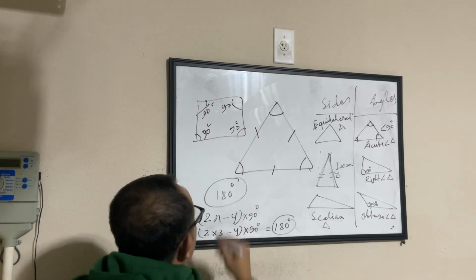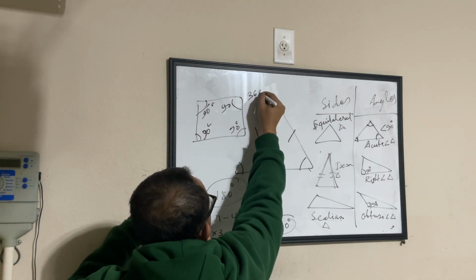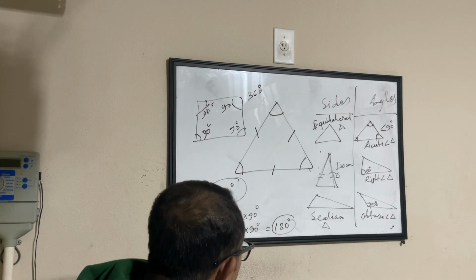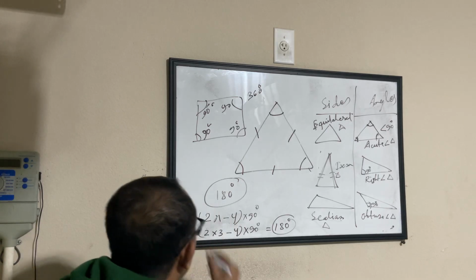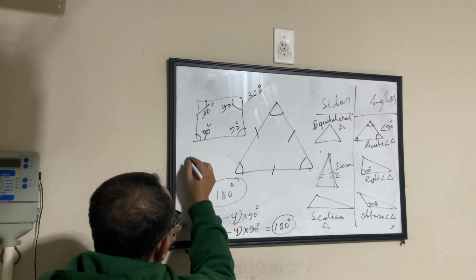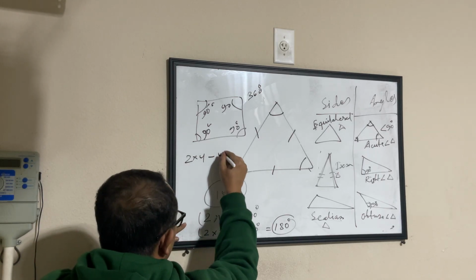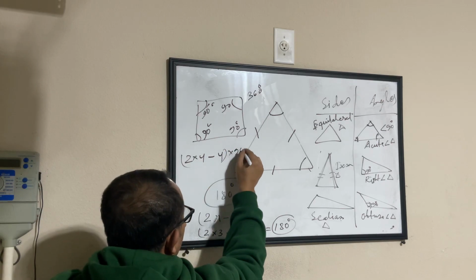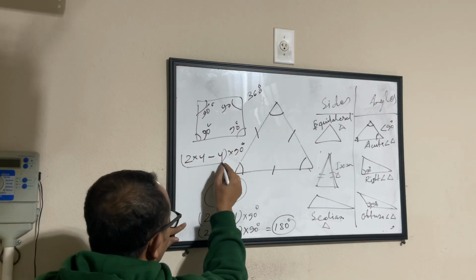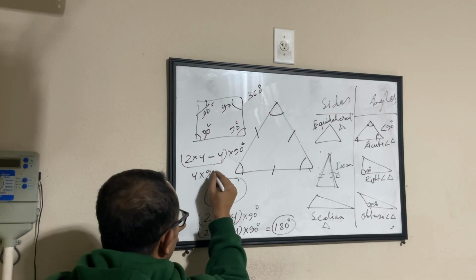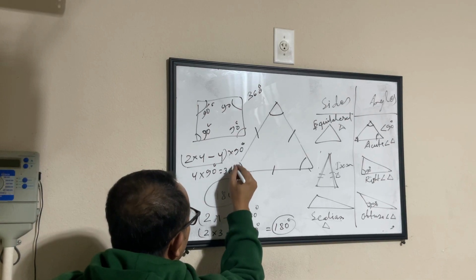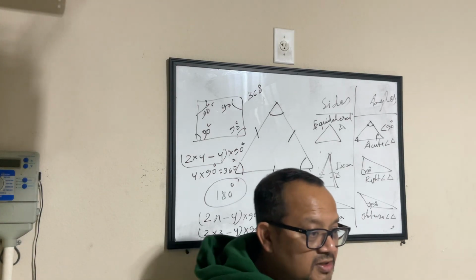90 degrees. Sum of all that is 360 degrees. Put it in this formula and see if you get the same value. Here the number of sides is 4. So 2 into 4 minus 4, into 90. See what you got? 2 into 4 is 8, minus 4 is 4, times 90 is 360 degrees. So this magic formula works.